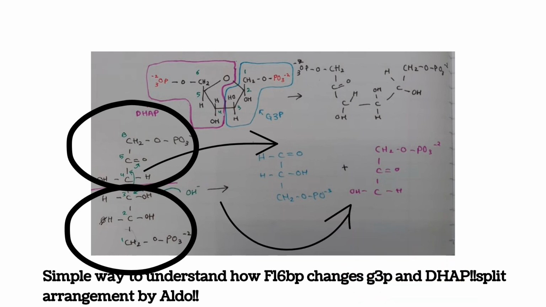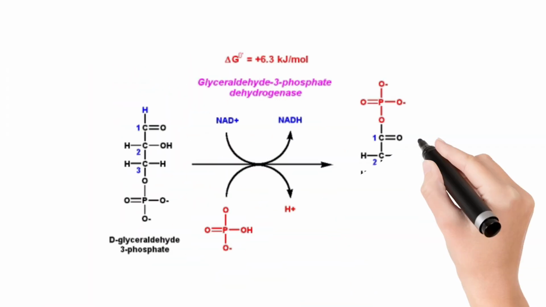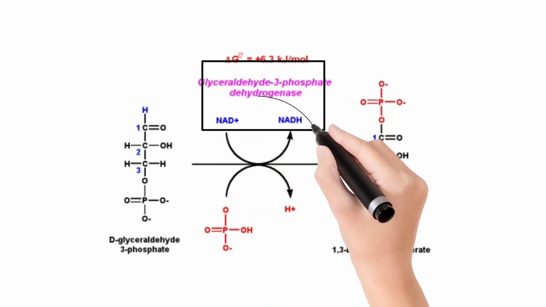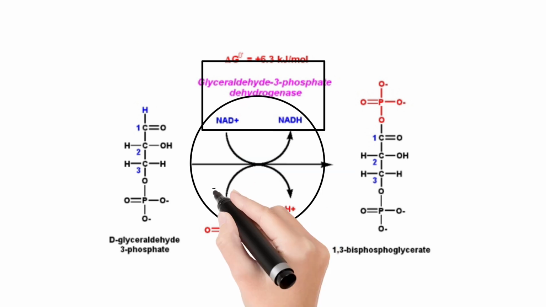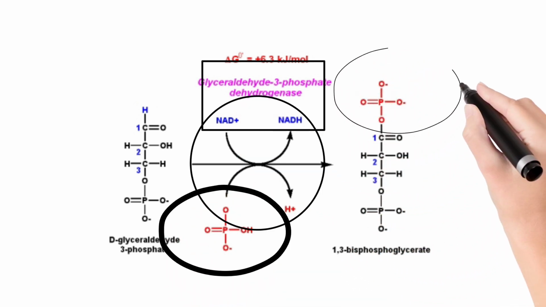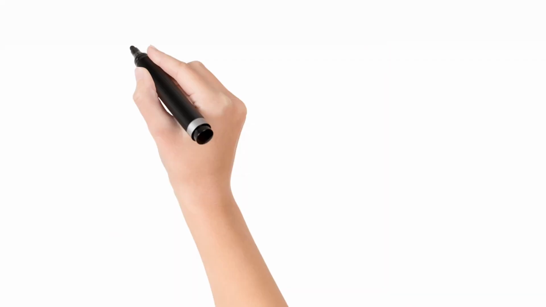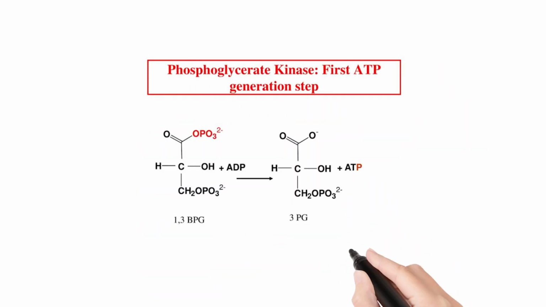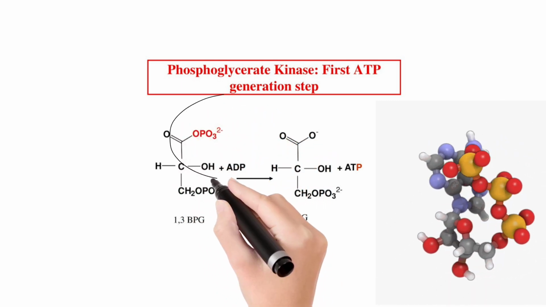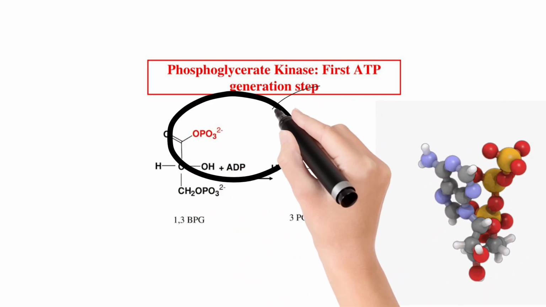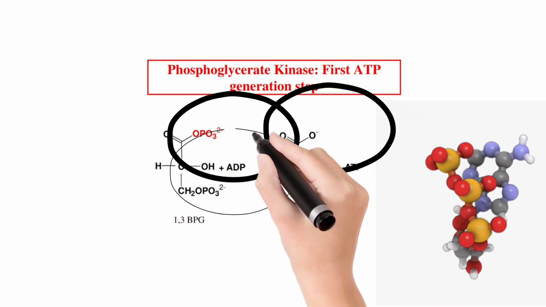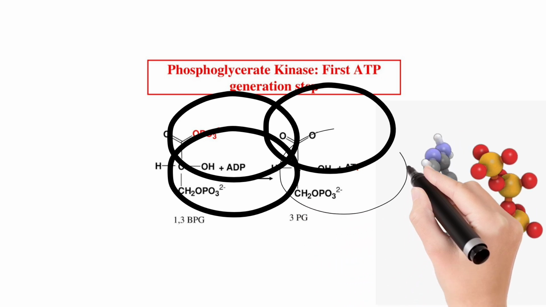Now there is conversion of glyceraldehyde 3-phosphate into 1,3-bisphosphoglycerate by the enzyme glyceraldehyde 3-phosphate dehydrogenase. Here is the addition of the phosphate group which leads to conversion of it into 1,3-bisphosphoglycerate. Now phosphoglycerate kinase, there is formation of the first ATP and there is conversion of 1,3-BPG into 3-PG. So there is addition of the inorganic phosphate to ADP to form ATP.